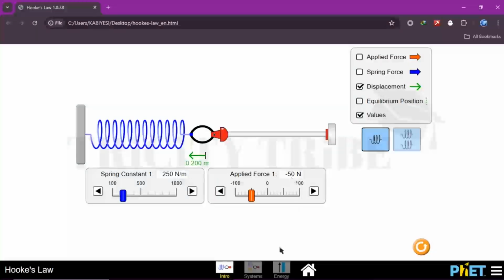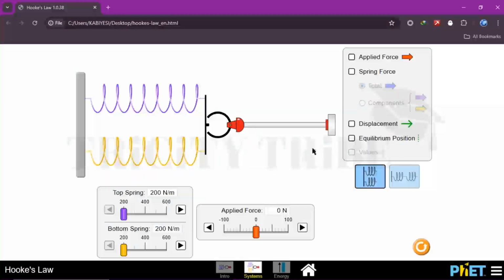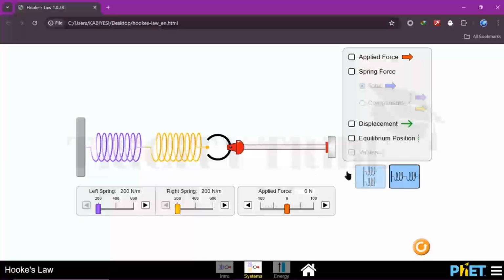Now for a system of two springs, we said in parallel, in series. Now this is in series. If you have 100 Newton, 100 Newton is the smallest.